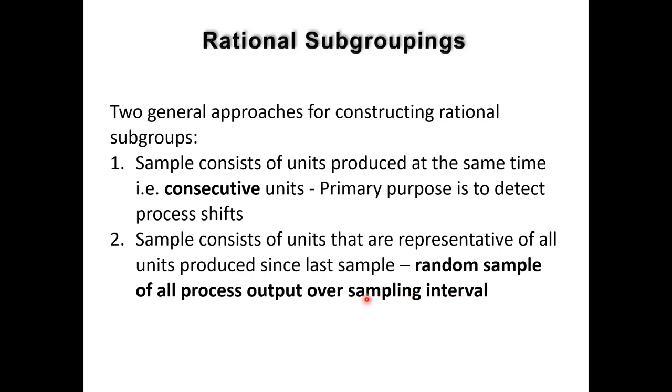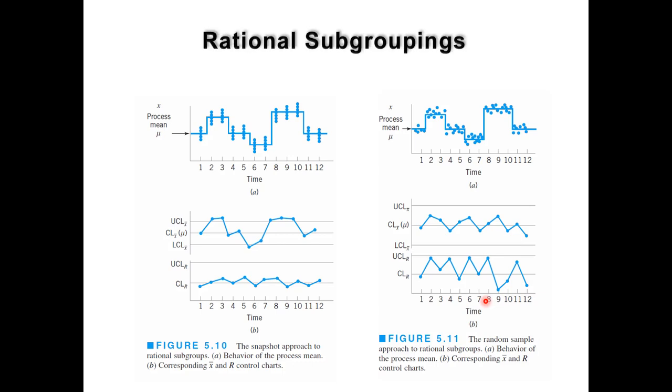Sampling interval here means, as I mentioned just now, are you going to do the sampling every 1 hour, or every half an hour, or every 15 minutes, every 10 minutes, and so on and so forth. That time period is what you call the sampling interval. So there is the snapshot approach to a rational subgroup, where you do it consecutively, and the random approach to a rational subgroup.